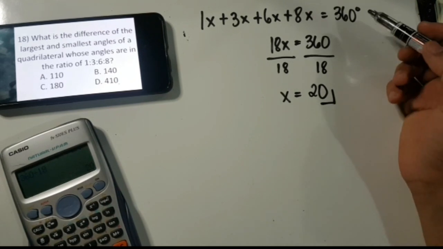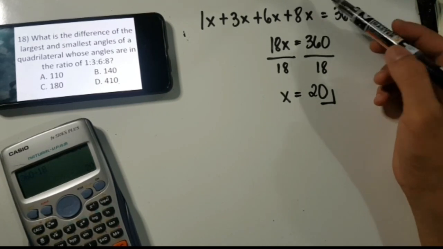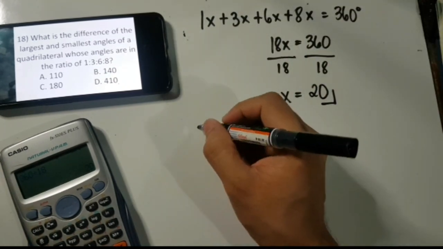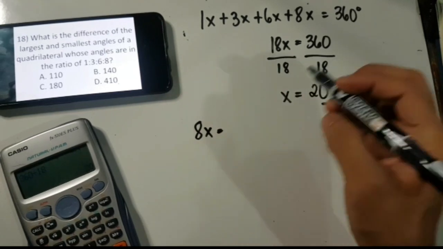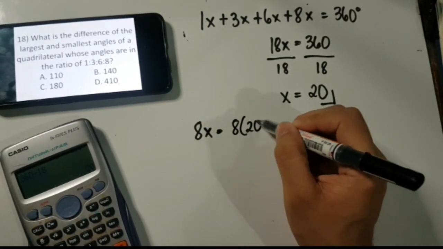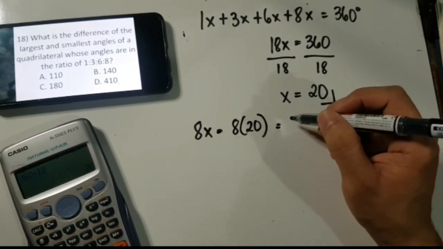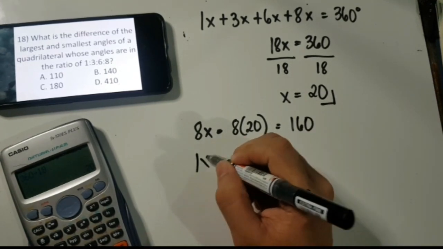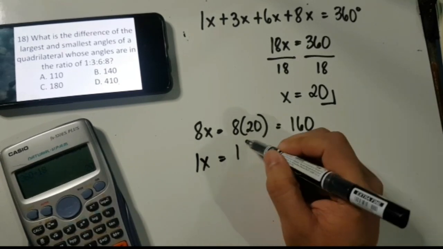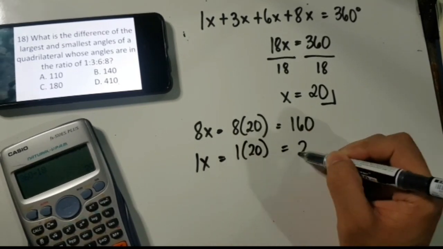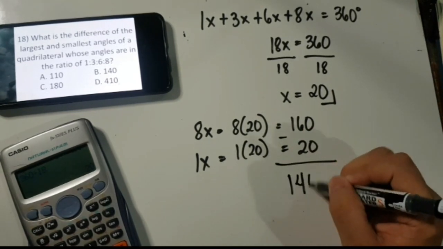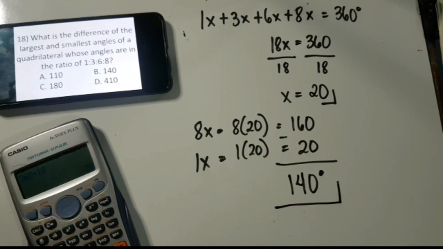So, ang hinahanap natin yung difference nung largest, which is 8x, to the smallest angle. So, 8x is equal to 8 times 20. So, this is equal to 160. Next, smallest angle, so 1x. 1 times 20, that is 20. So, subtract. So, 140 degrees. So, this is the answer, letter B.